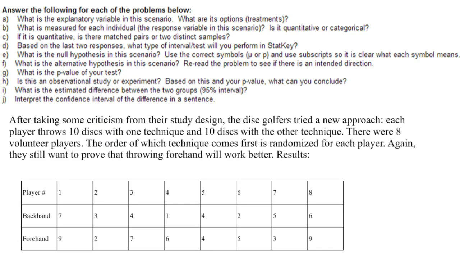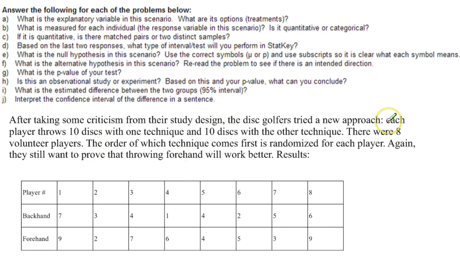It says, after taking some criticism from their study design, the disc golfers tried a new approach. Each player throws 10 discs with one technique and 10 discs with the other technique. There were 8 volunteer players. The order of which technique comes first is randomized for each player. Again, they still want to prove that throwing forehand will work better.